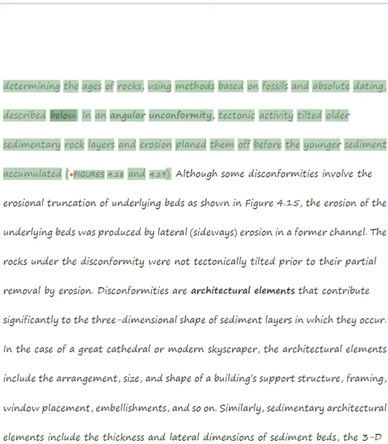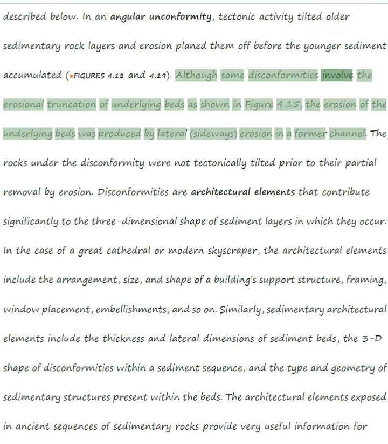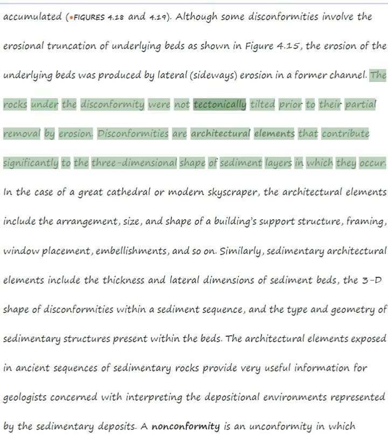dating, described below. In an angular unconformity, tectonic activity tilted older sedimentary rock layers and erosion planed them off before the younger sediment accumulated. Although some disconformities involve the erosional truncation of underlying beds as shown in Figure 4.15, the erosion of the underlying beds was produced by lateral erosion in a former channel. The rocks under the disconformity were not tectonically tilted prior to their partial removal by erosion.